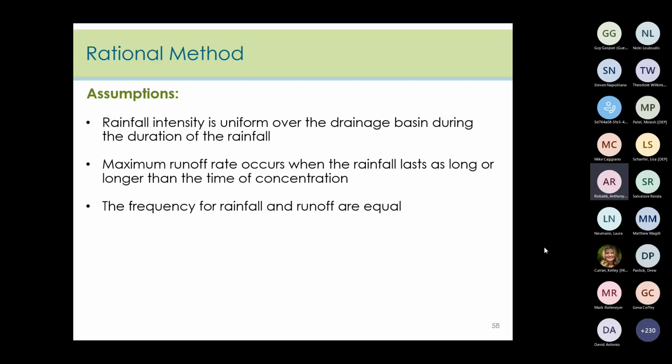Secondly, the maximum runoff rate occurs when the rainfall duration lasts as long as the time of concentration, meaning every point in the drainage area is contributing runoff. And lastly, the frequency of rainfall and runoff are equal, meaning a 2-year storm will generate a 2-year flow, assuming everything is equal and constant throughout the entire drainage area.